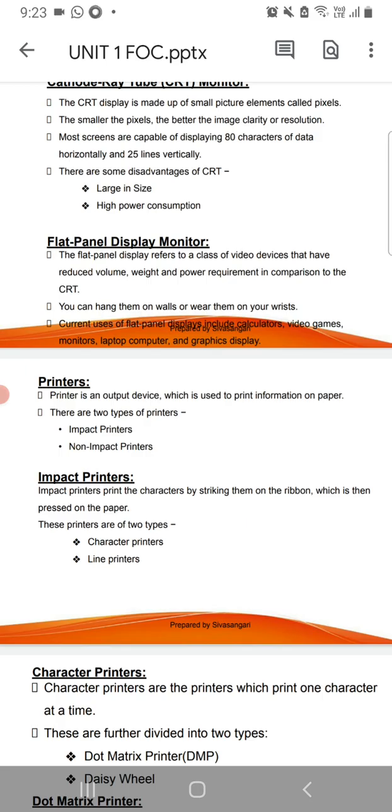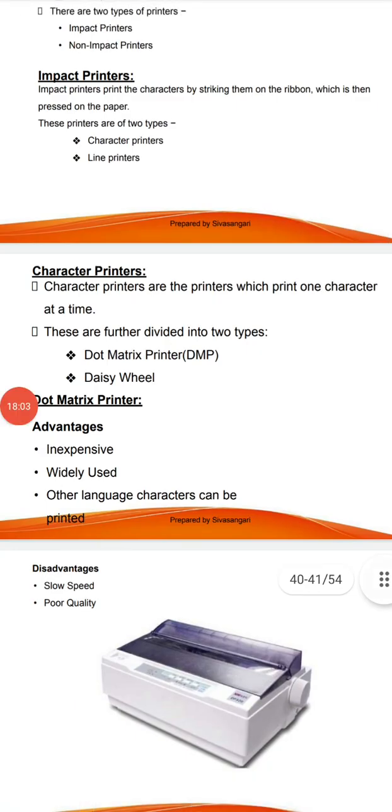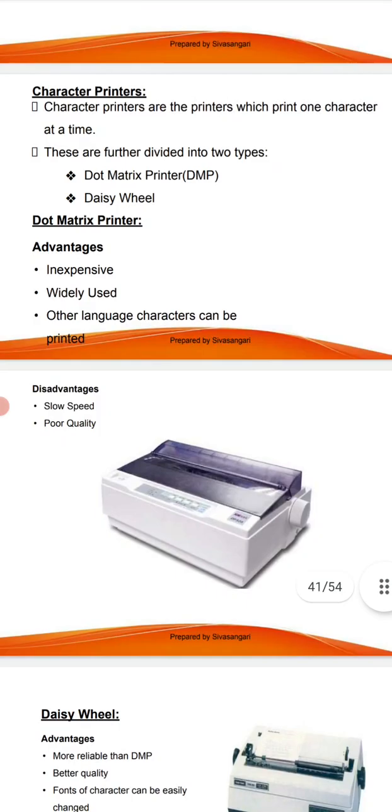Character printer prints one character at a time. Again, the character printers are divided into two types. One is dot matrix printer, another one is daisy wheel printer. Advantages of dot matrix printer: it is inexpensive. Other language characters can also be printed in dot matrix printer. It is widely used.